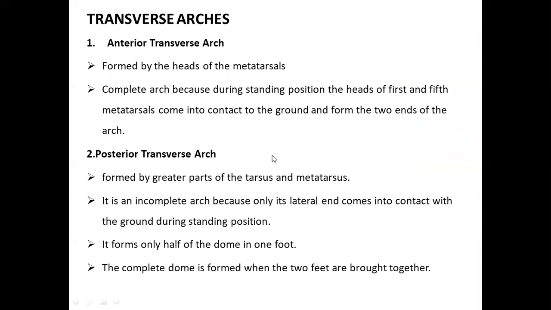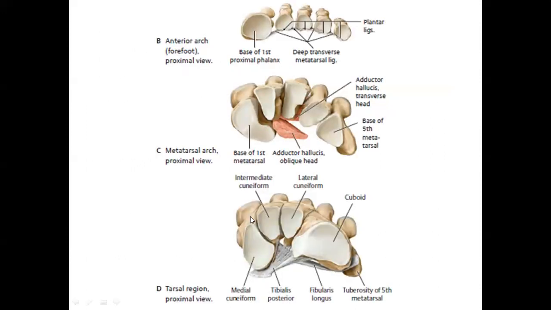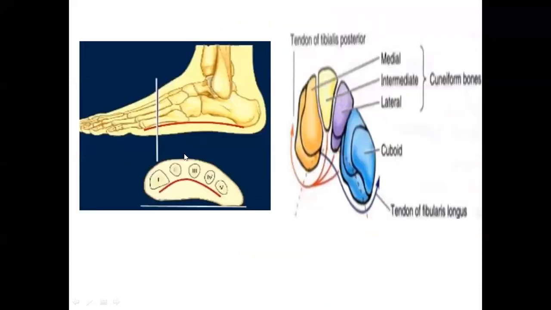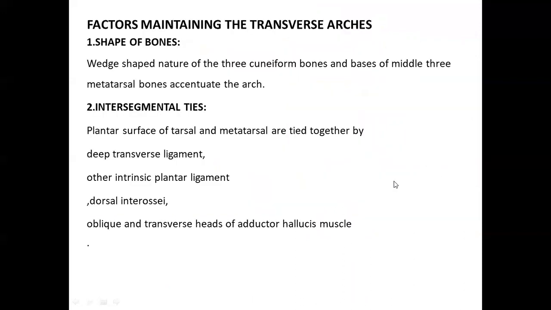Talking about the posterior arch, the posterior arch is formed by the greater part of the tarsus and the metatarsal bones. It is incomplete. Why? जब दो foot एक साथ रखते हैं तब ये पूरी arch complete हो जाती है. So that means हर पैर में incomplete posterior arch है. So here you can see anterior arch. ठीक है? Here we have removed the tarsals and the metatarsals. We are looking at the heads of the metatarsals. ठीक है? इस level पे. So head of the metatarsal forms a complete arch. Here you can see. This one is a complete arch. Posteriorly, it will be an incomplete arch.